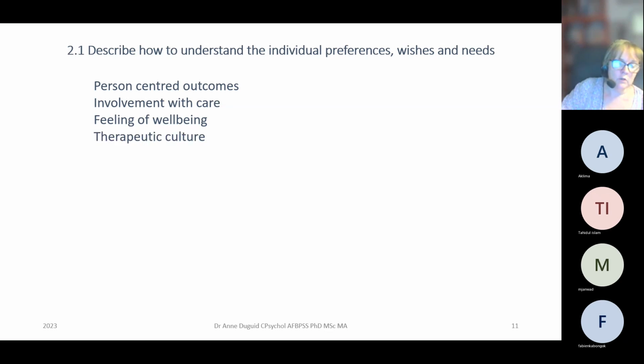Therapeutic culture. When we're working, everybody within the place that we're working is going to be on board with not only the idea of the person-centered values, but this idea of compassion, empathy, or making sure that our aim is to, as much as possible, return this individual or support this individual to be independent.